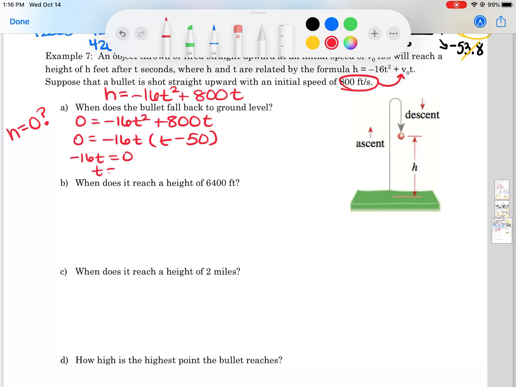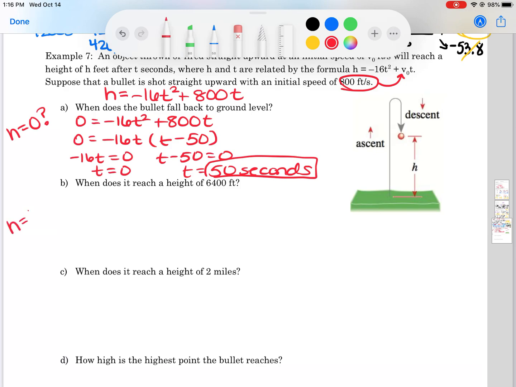And now we'll use the zero product property. So we get negative 16t equals 0, or t equals 0. But time 0 is when we started, so that's not going to be the answer here. t minus 50 equals 0, so t equals 50. So after 50 seconds, this will fall back down to the ground.